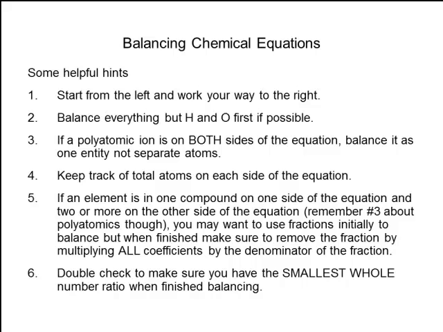And the last thing. When you're done balancing an equation, double check to make sure you have the smallest whole number ratio. You always want the smallest whole number ratio. So if you have a chemical equation that has coefficients of 2, 4, 4, and 2, well, those can all be divided by 2. So it should actually be coefficients of 1, 2, 2, and 1. So always double check at the end that you have the smallest whole number ratio.